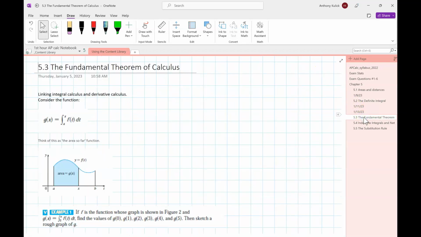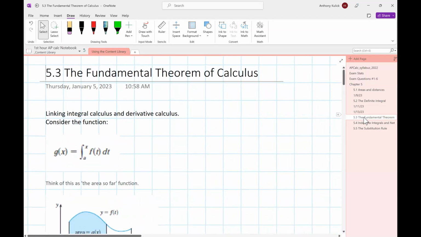Again, I was going to say I'm excited to start to do 5-3 because I think this really makes life easier. So what we're going to be doing, section 5.3 is about the fundamental theorem of calculus. And the idea here is we're just going to be creating a link between derivative calculus that we did in first semester and this idea of integral calculus that we've been developing the last 2 lessons.